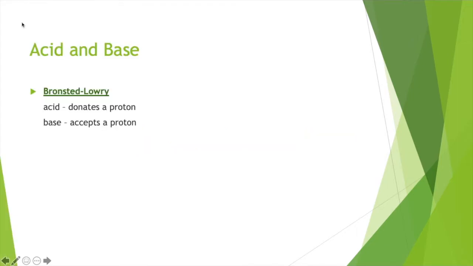First, let's see the definition of acid and base. When we talk about acids and bases, we are often referring to the Bronsted-Lowry definition. According to this model, an acid is something that donates a proton, and a base is something that accepts a proton. And the way that we measure the value of acid and base is pH.